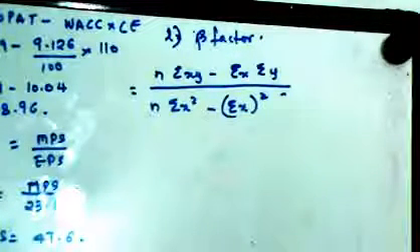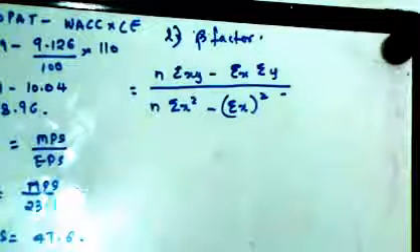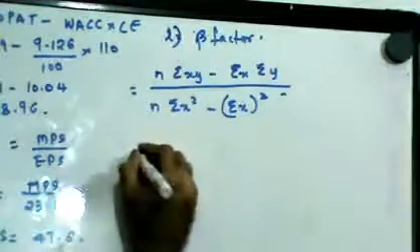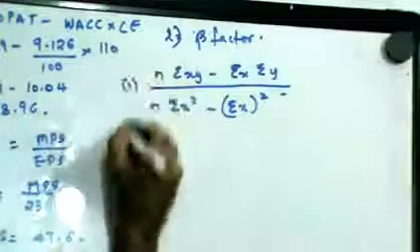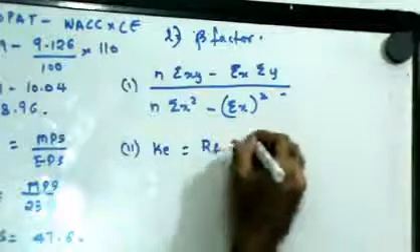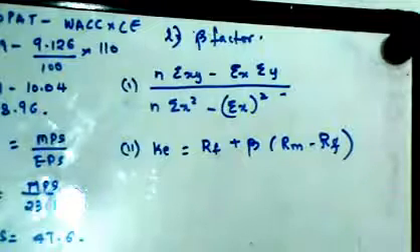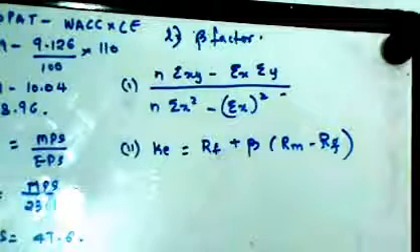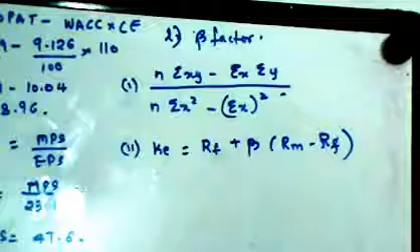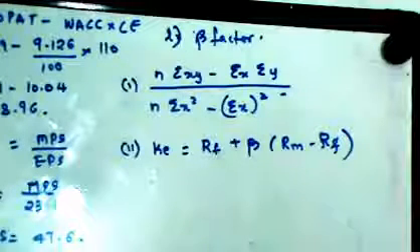The other method to find beta factor is using the cost of equity formula. Cost of equity is RF plus beta times RM minus RF. RM is the market return, beta is the beta factor, and RF is the rate of interest for treasury bills. Do we get this clear? So that's another method of finding a beta factor. You have multiple ways of finding this out.